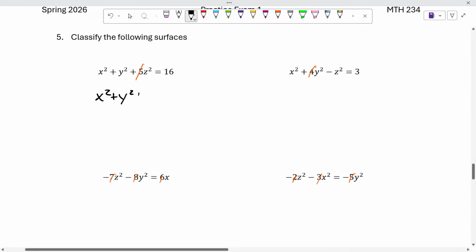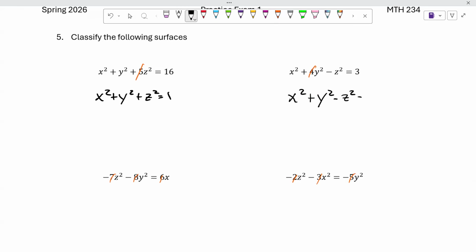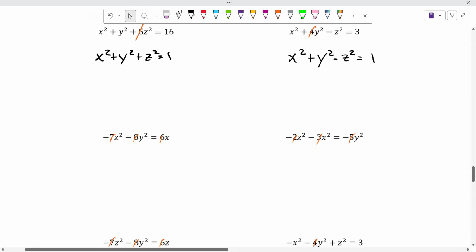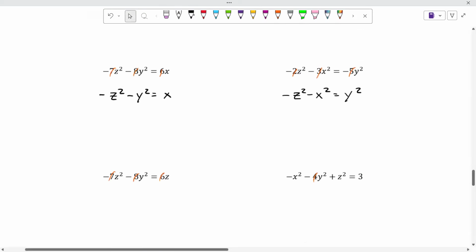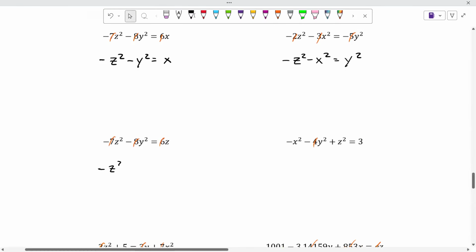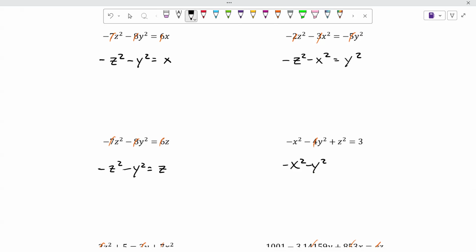X squared plus y squared plus z squared equals 1. X squared plus y squared minus z squared equals 1. Negative z squared minus y squared equals x. Negative z squared minus x squared equals y squared. Negative z squared minus y squared equals z. Negative x squared minus y squared plus z squared equals 1.